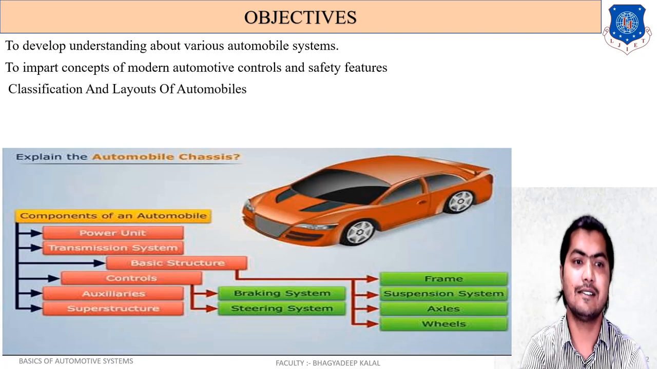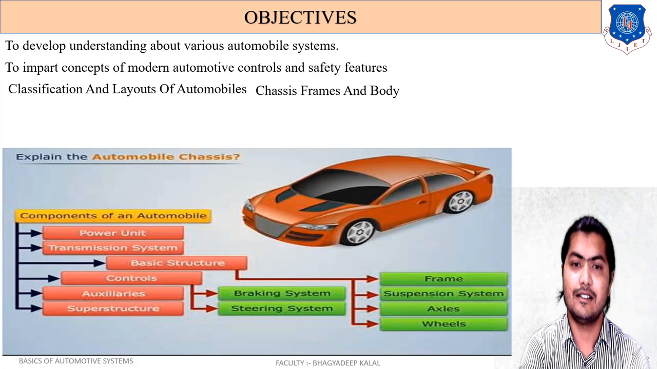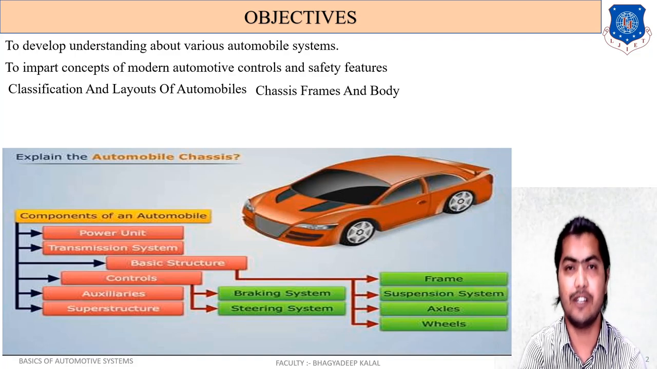Next is classification and layout of the automobile. Various types of automobile layout and classification we will learn in this subject. Next is chassis, frame and body. What do we mean by chassis and frame? What is the difference between chassis, frame and body? We will learn that in the next topic.